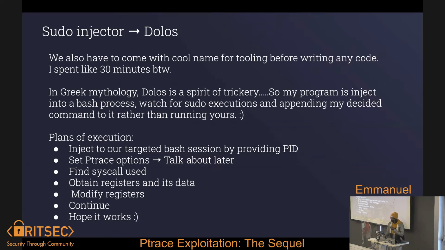Apart from that, the flow of this project was: first you find your target bash session. Then we set some Ptrace options, because Ptrace gives you different things to look for when you attach to a process. We'll talk about that later. Then we look into the syscalls, because every command uses some kind of syscall. We could attach to all of them, but that gets really complex, so we just target the one we are interested in.